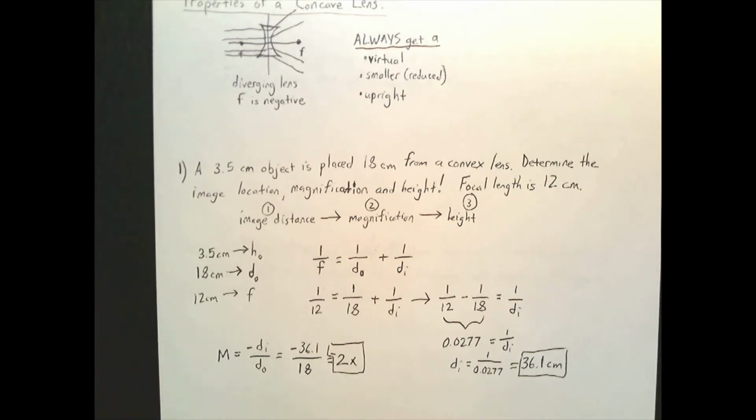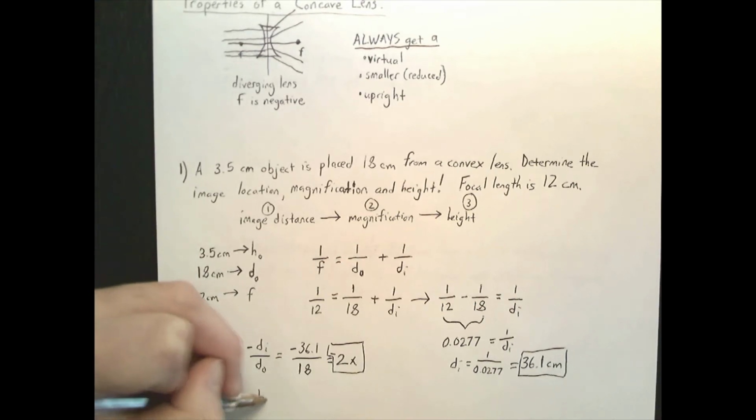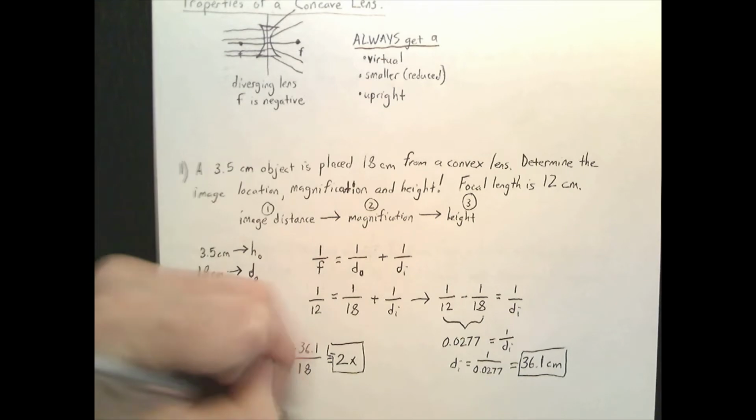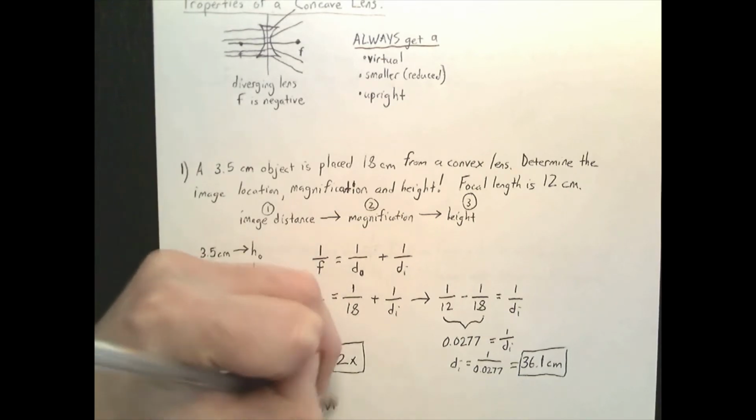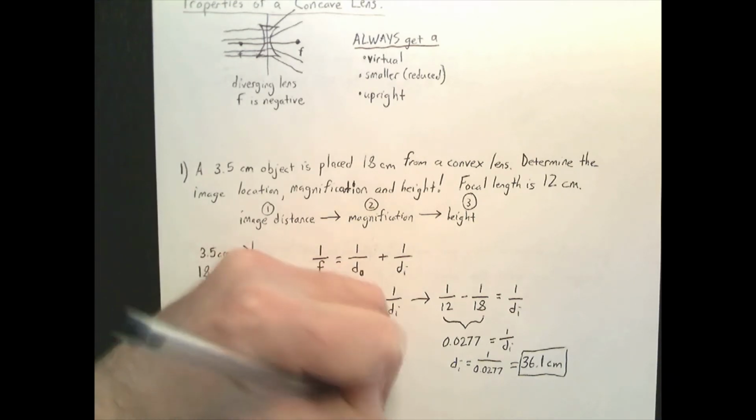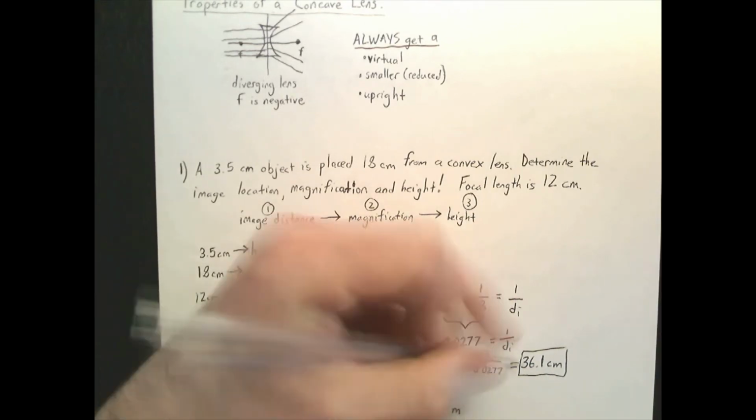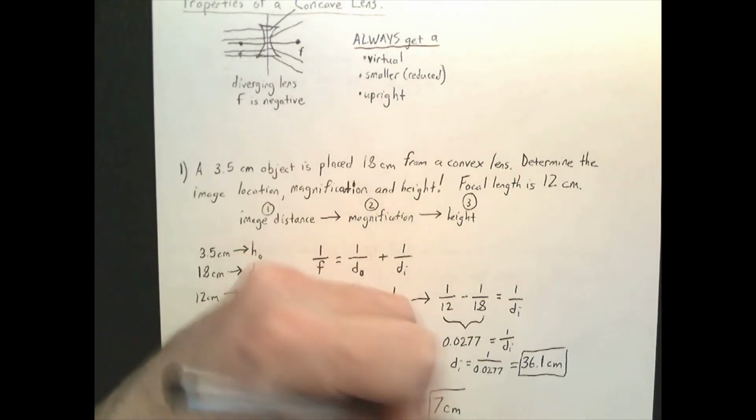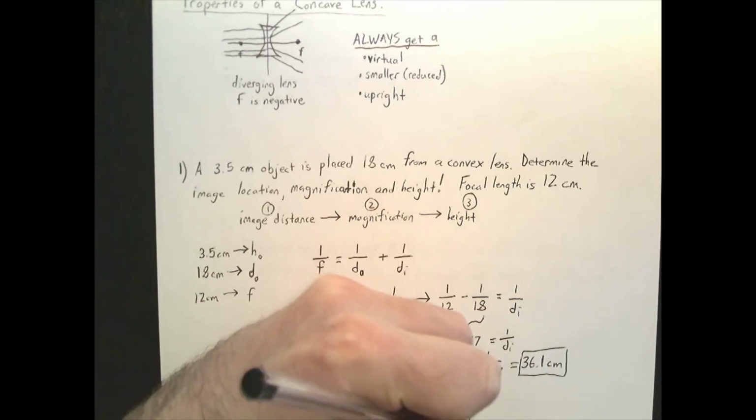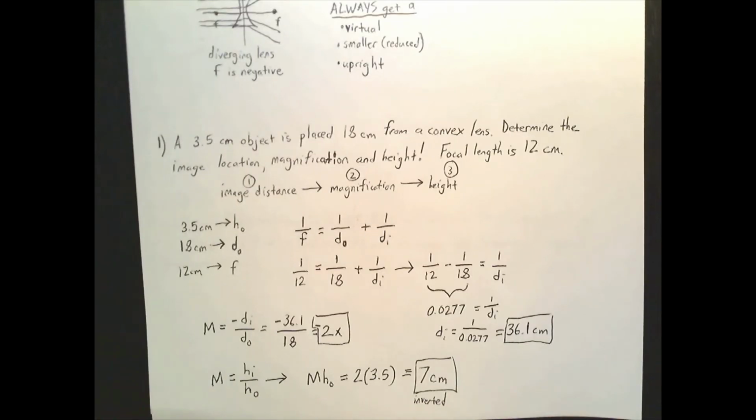Lastly, we want to get the height. The magnification is also just the height of the image over the original height of the object. So that's the same as multiplying our magnification by the original height. It's telling us it's that much bigger or smaller, and that's going to be 2 times 3.5 centimeters, which gets us a nice even 7 centimeters tall. But it's inverted, so it's upside down. You can write negative 7 centimeters or just leave it as 7 if you know that it is in fact inverted.